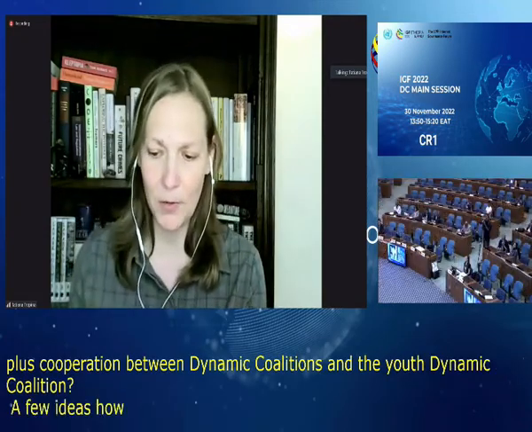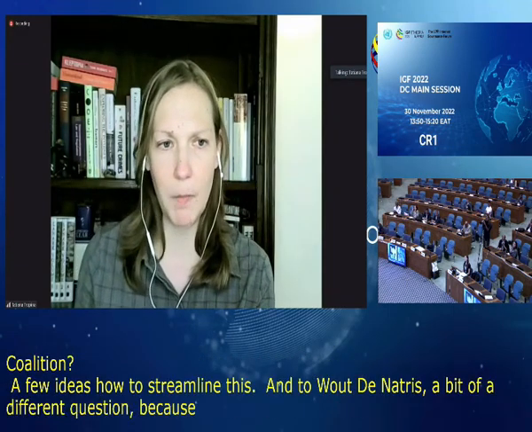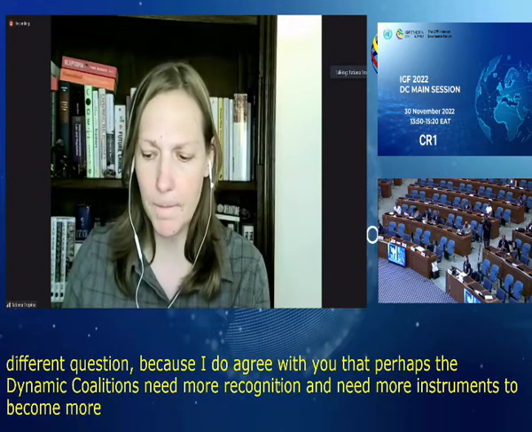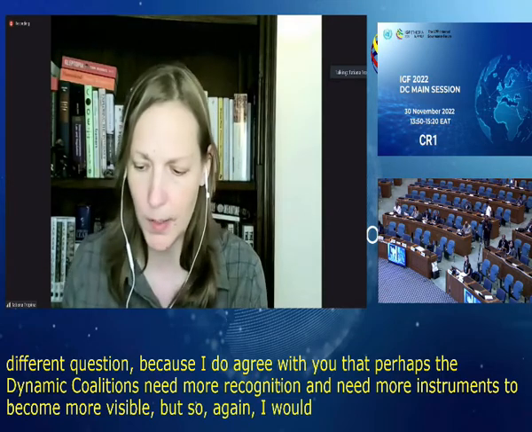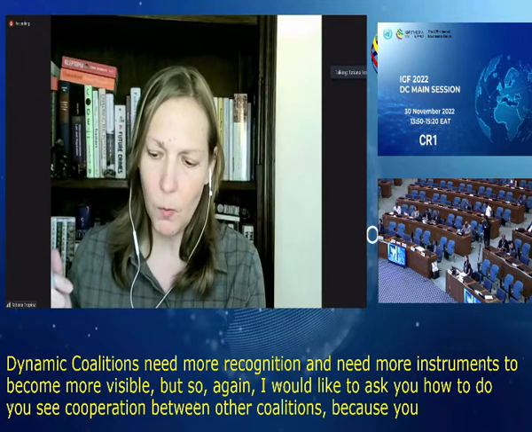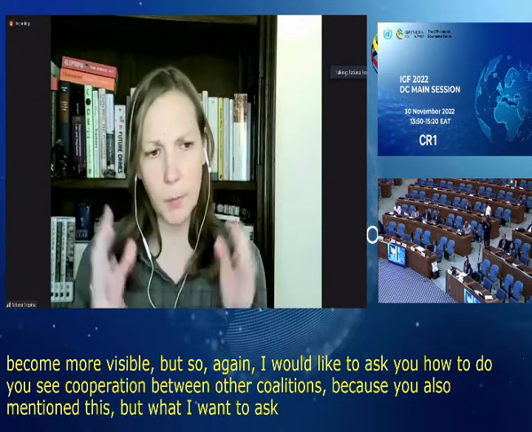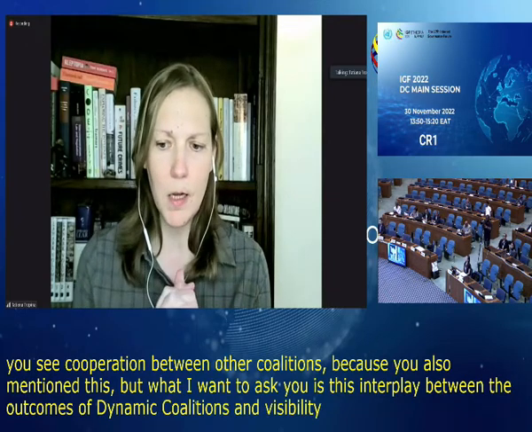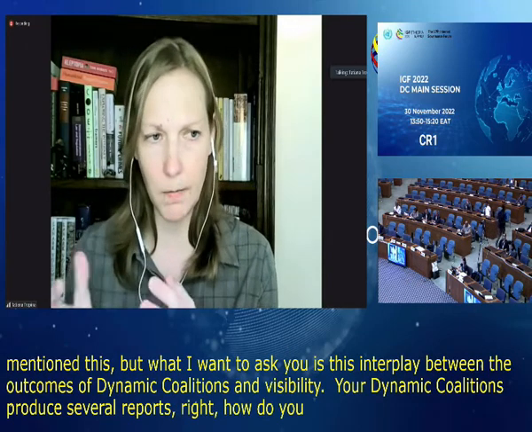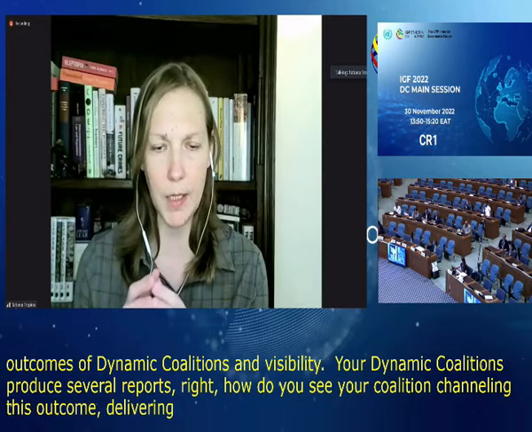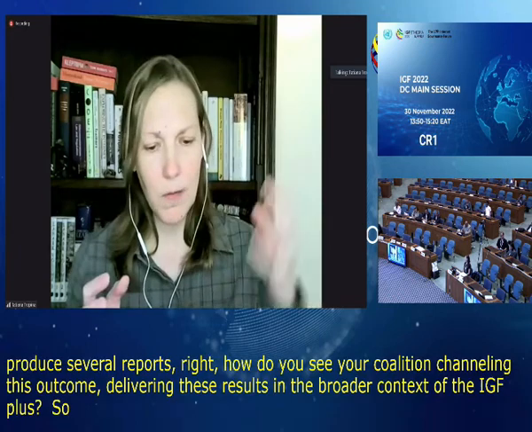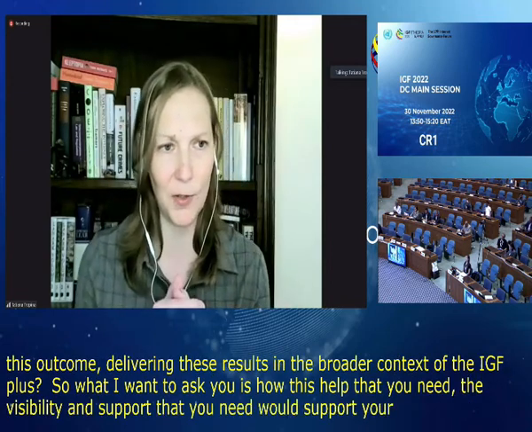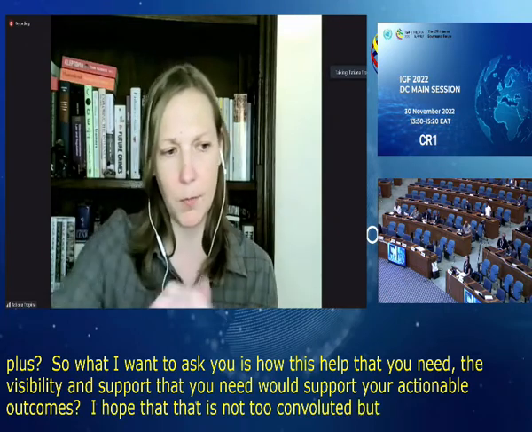And to put a bit of a different question, because I do agree with you that perhaps the dynamic coalitions need more recognition and need more instruments to become more visible. But again, I would like to ask you, how do you see cooperation between other coalitions? Because you also mentioned this. But what I wanted to ask you is this interplay between the outcomes of dynamic coalitions and visibility, like your dynamic coalitions produce several reports, right? How do you see your coalition channeling this outcome, delivering these results in the broader context of the IGF Plus? So what I want to ask you is how the help that you need, the visibility and support that you need, would support your actionable outcomes. I hope that it is not too convoluted, but please let me know if it is. And Marcus, you decide who responds first.